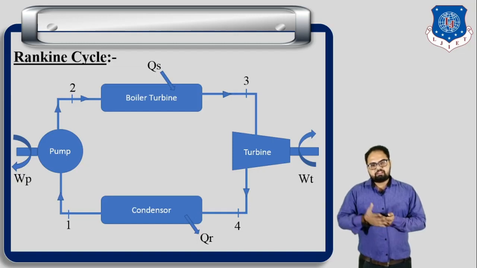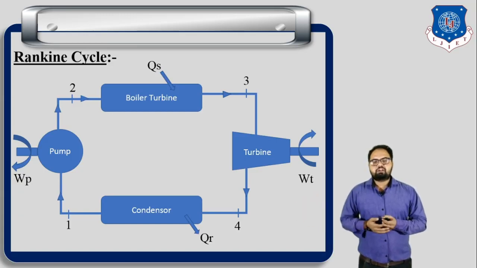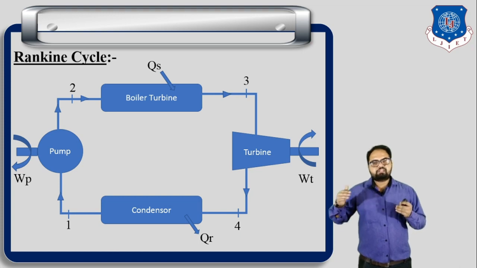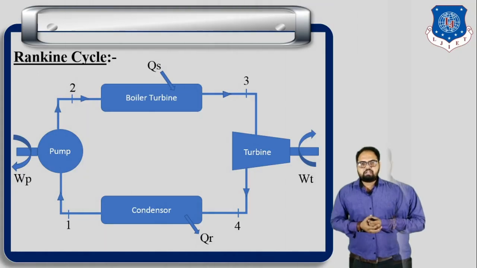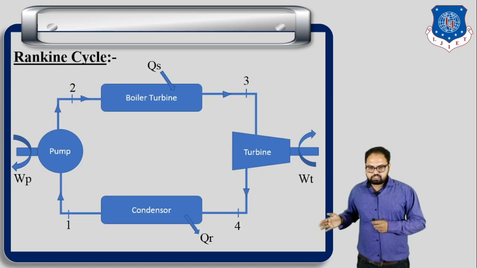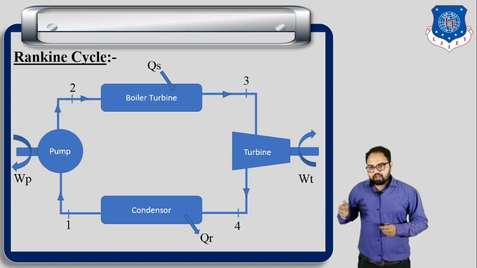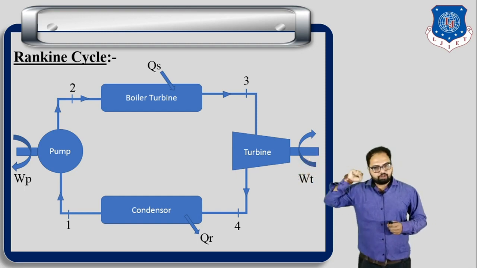Okay. After that, the steam which comes out from the turbine enters the condenser, and the function of the condenser is to reject the heat from the steam and convert that steam into water and supply it to the pump. Okay. So let's start with the operation. When the condenser condenses the steam into water, that water will be pumped by the pump to the boiler.